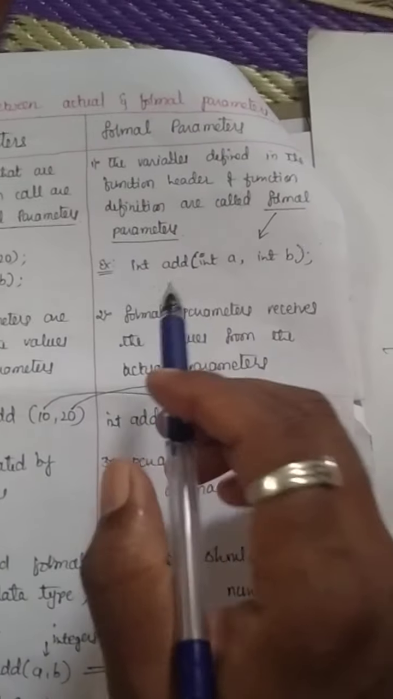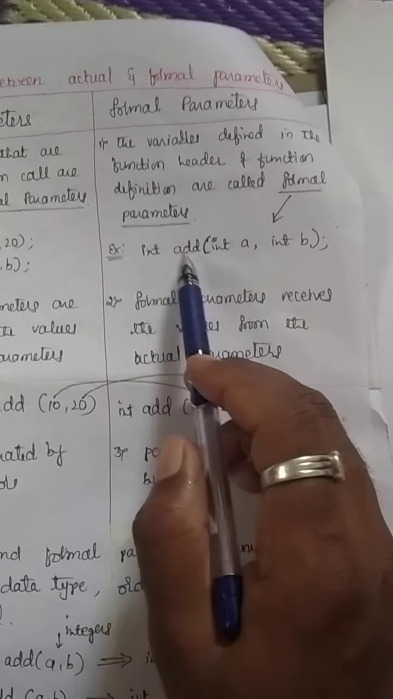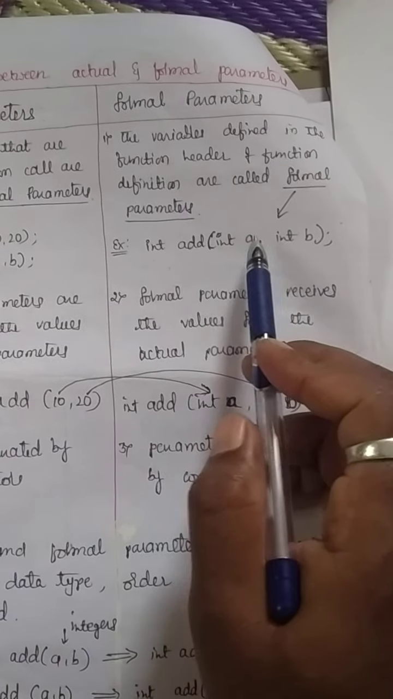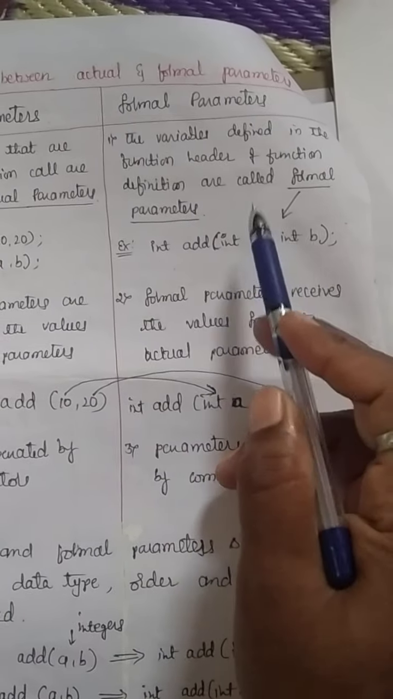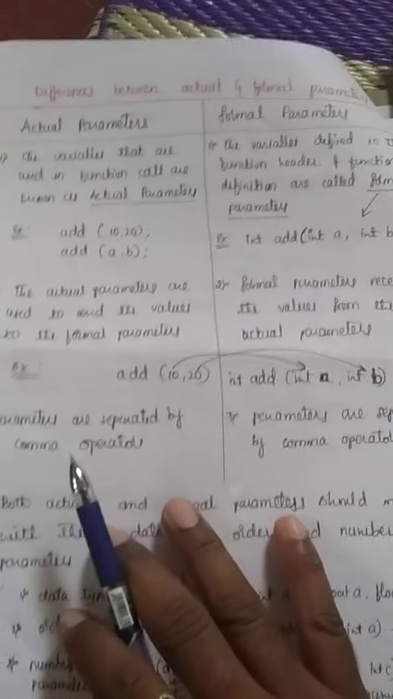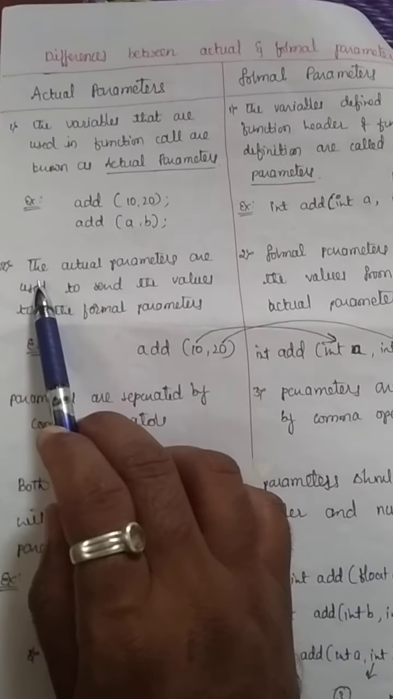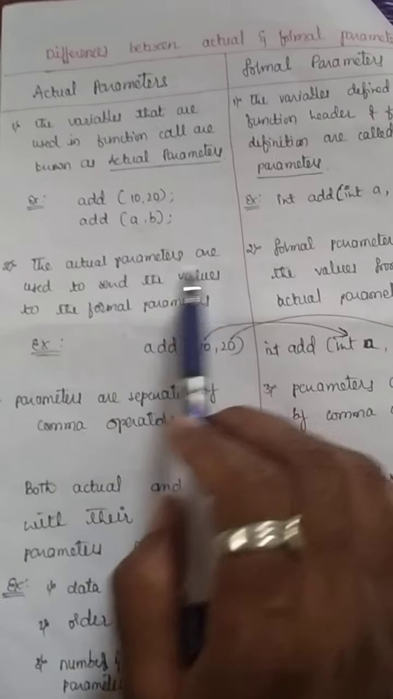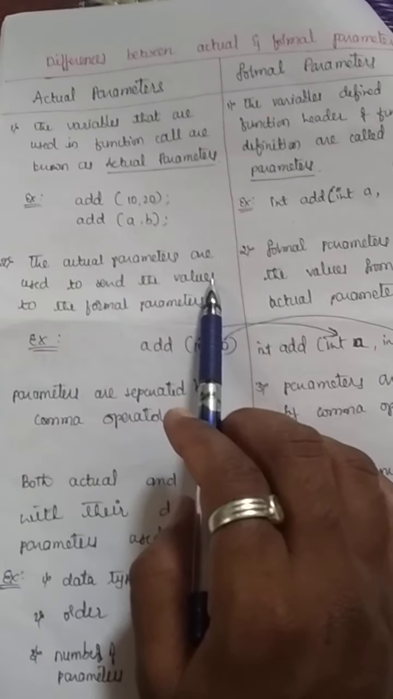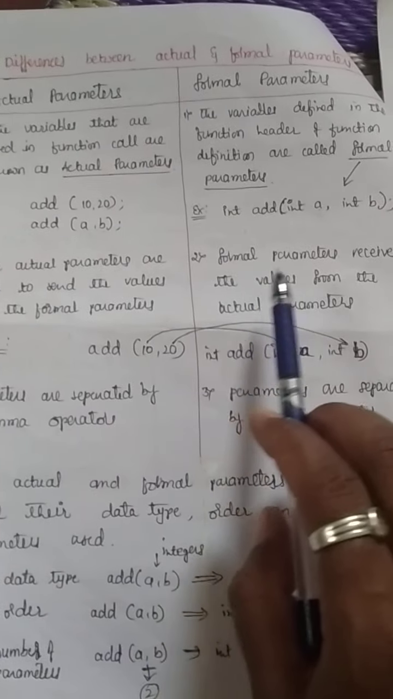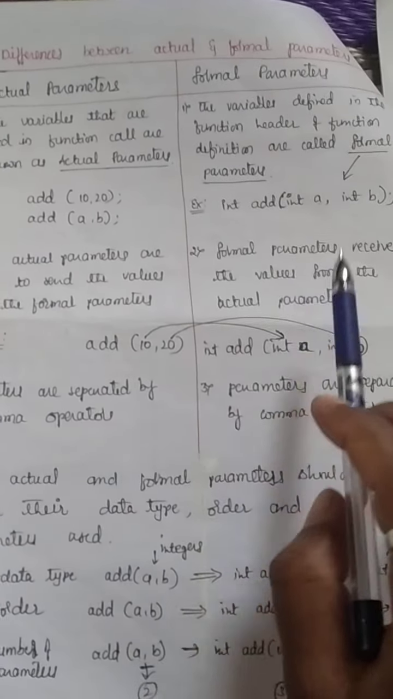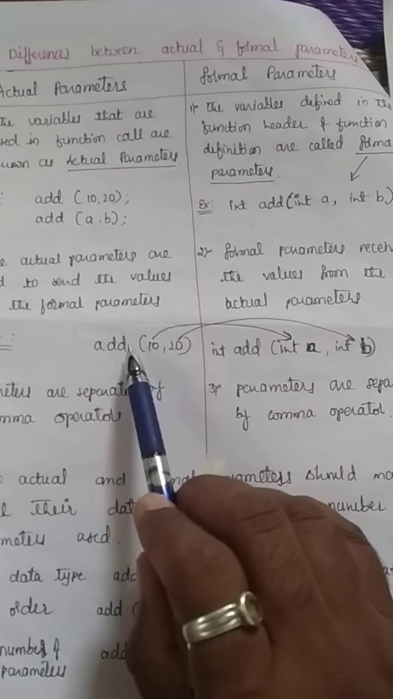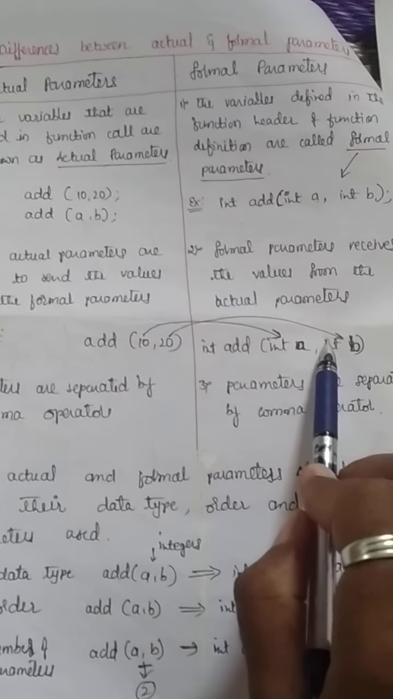If I take the addition number example, int add int a comma b, or you can take x and y, not a problem. These two parameters are known as formal parameters. Next, the actual parameters are used to send the values to the formal parameters. Here, the formal parameters receive the values from the actual parameters. It means actual parameters send values to formal parameters.